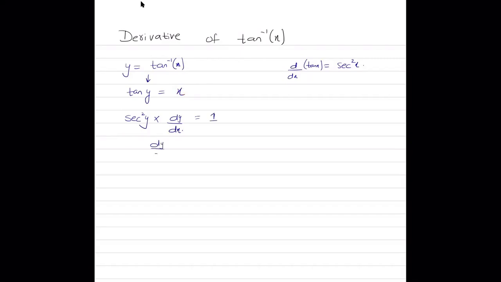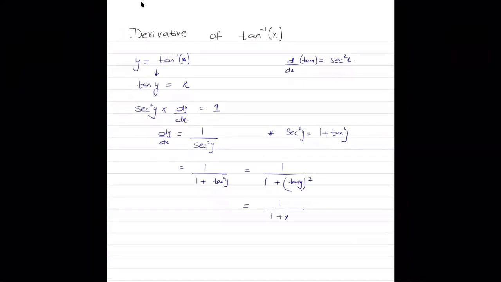Now, if I make dy by dx the subject, dy by dx will come out to be 1 over secant square y. Now, at this step, if you use the identity secant square y equals 1 plus tan square y, I can replace secant square y with 1 plus tan square y. So this is going to be 1 upon 1 plus tan square y, which is the same as 1 plus tan of y, the whole thing squared. And what was tan of y equal to? x. So the last step is going to be 1 over 1 plus x square. So differentiation of tan inverse of x came out to be 1 upon 1 plus x square.